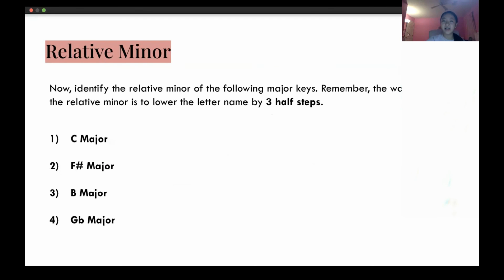This is the last thing we're going to do today, which is relative minor. Identify the relative minor of the following major keys, and remember the way to tell the relative minor is to lower the letter name by 3 half steps. We have 4 questions, so I'll just call on one of you for each of them. A major. Major or minor? Sorry, minor. Yeah, very good. It's A minor. Okay, second one.